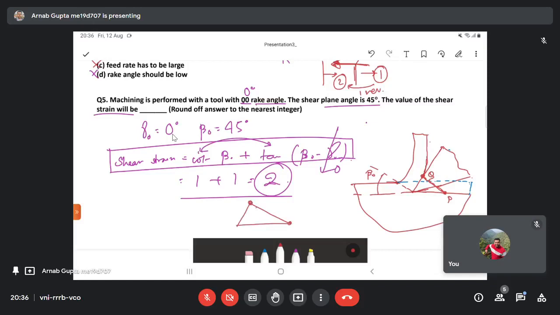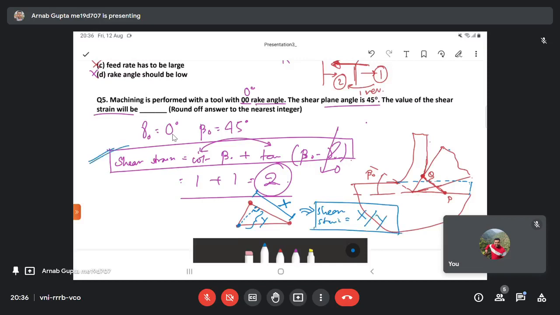If you drop a perpendicular from this point to here, then this distance, say x, divided by this perpendicular, say y, will give you the shear strain, basically x by y. So this is the basic concept behind this derivation.